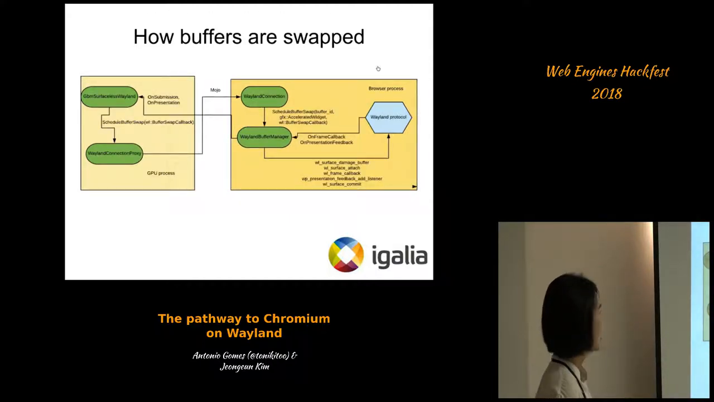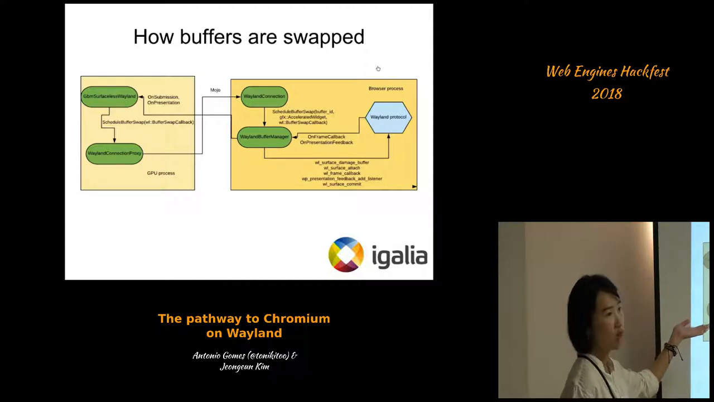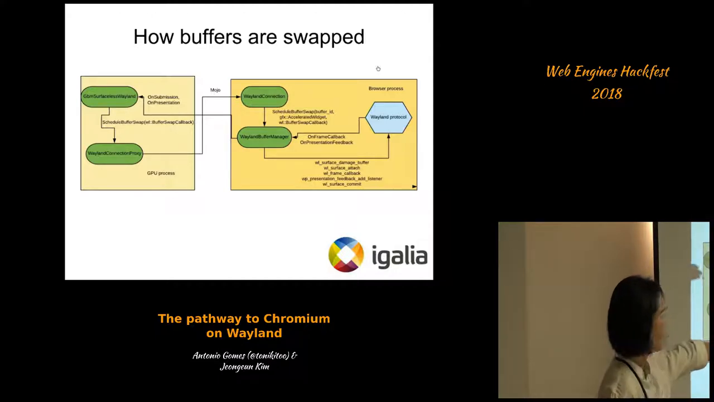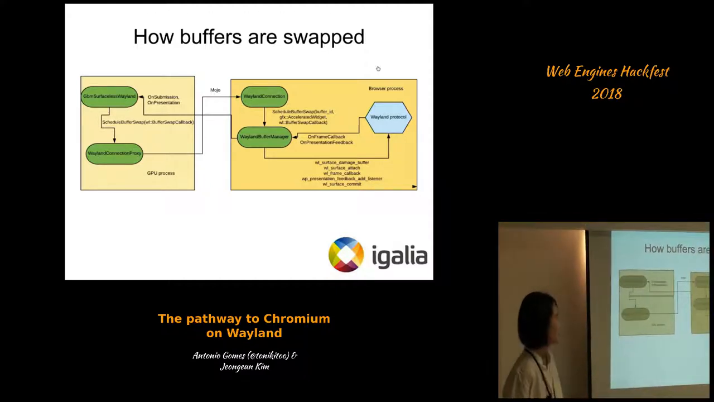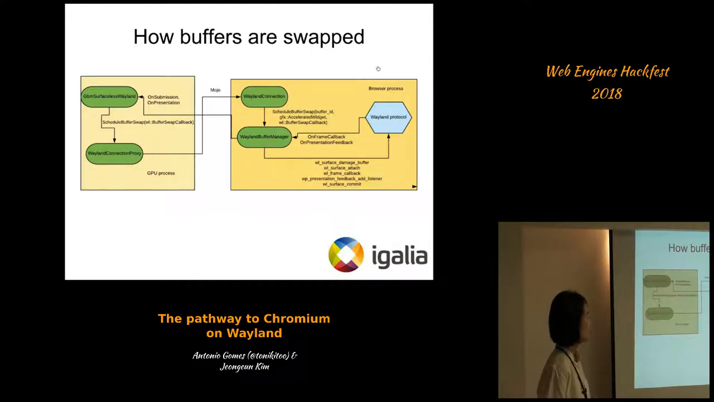So how to swap the buffer? In the GPU process, GBM surfaceless Wayland calls scheduled buffer swap with some callback functions. In the browser process, once we get the message for scheduling, Wayland buffer management calls several Wayland APIs, such as Wayland surface damage buffer, Wayland surface attach, Wayland frame callback, WP presentation feedback and listener, and Wayland surface commit, in order to know when we need to update the surface or the WF. Once it gets some callback through Wayland, such as on frame callback or on presentation feedback, we deliver the message to the GPU process, and then the GPU process will update the WF or some screen surface.